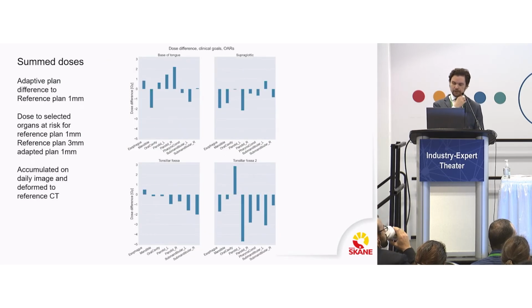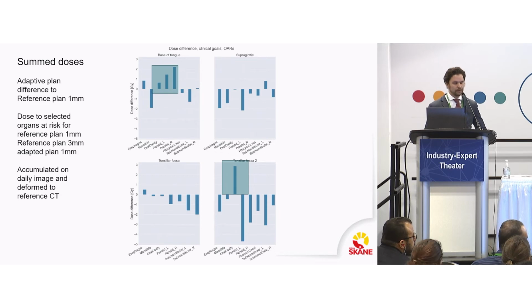It's similar for organs at risk. Here we had the adaptive plan minus the reference plan, so if it's on the positive side, you have more dose with the adaptive plan. Similar here, generally the adaptive plan performs better for the organs at risk, but there are some organs at risk that have more dose from the adaptive plan. These are the organs at risk that are within the target, so the adaptive plan prioritizes the target coverage, and hence a bit more dose to those organs at risk.